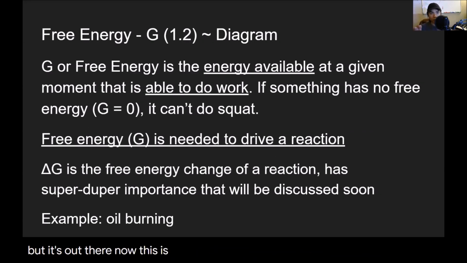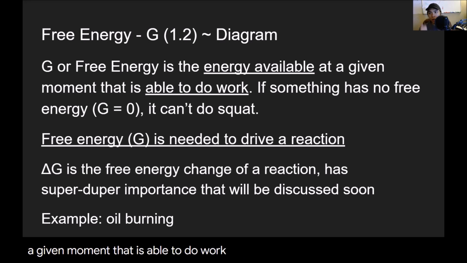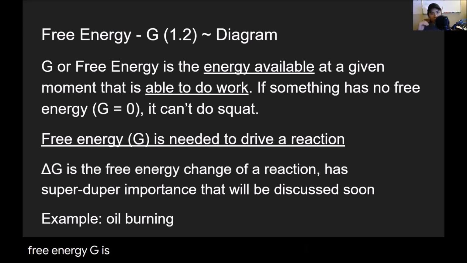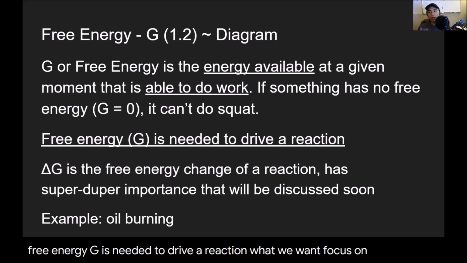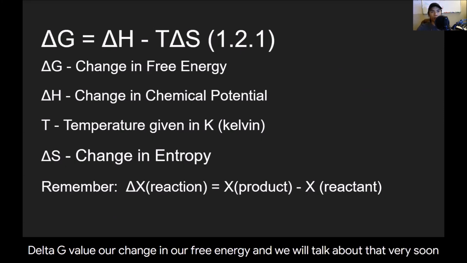Now, this is useful. So free energy, or G, is the energy available at a given moment that is able to do work. Remember that work is just some action that is done. If something has no free energy, a G value of 0, it can't do squat. Free energy, G, is needed to drive a reaction. What we focus on often is our delta G value, our change in our free energy. And we'll talk about that very soon.